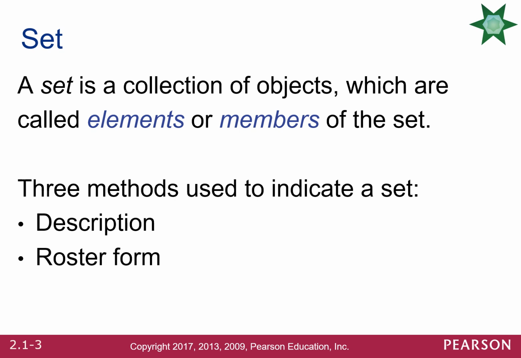So the second method is the roster form, which is less wordy than the description method, but still contains all individual elements. We name the individual elements in the roster form of definition of a set. But finally we have what's called the set builder notation, which is a more concise way of indicating a set.